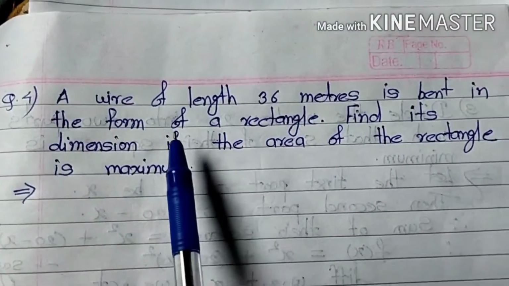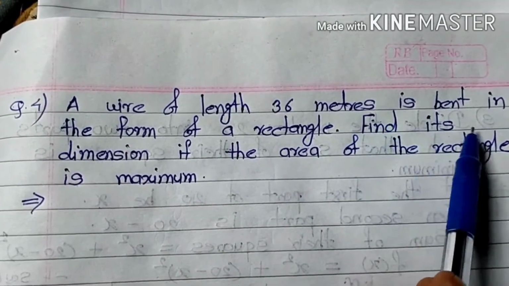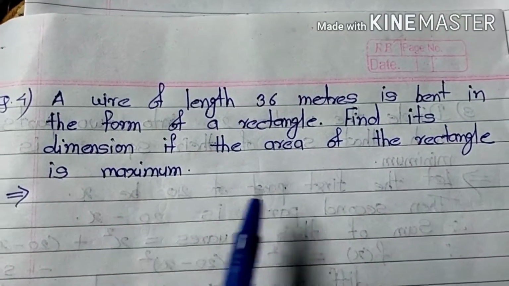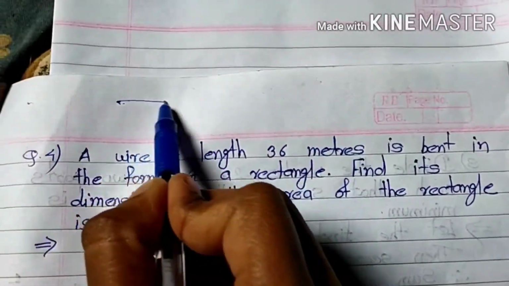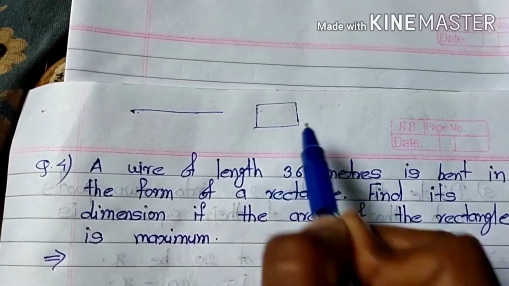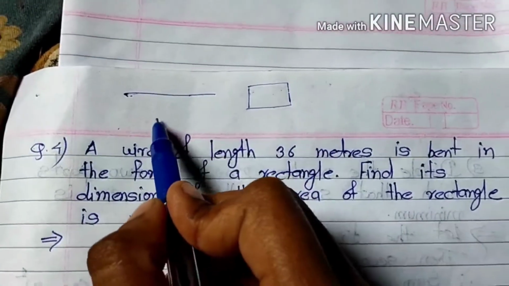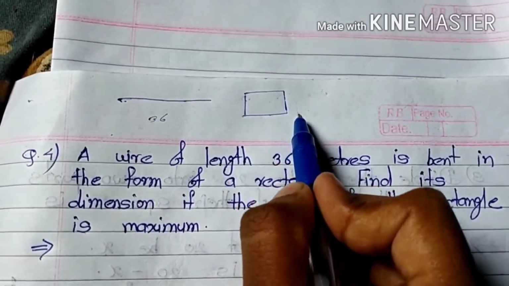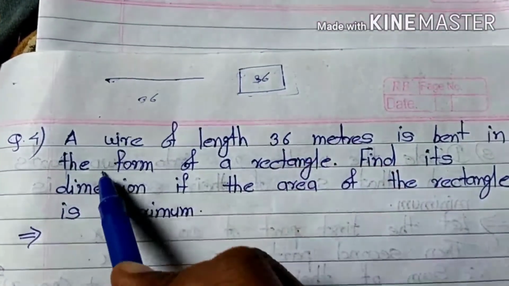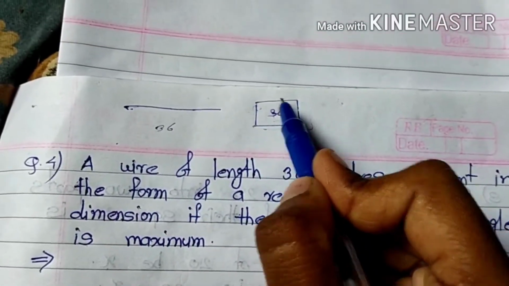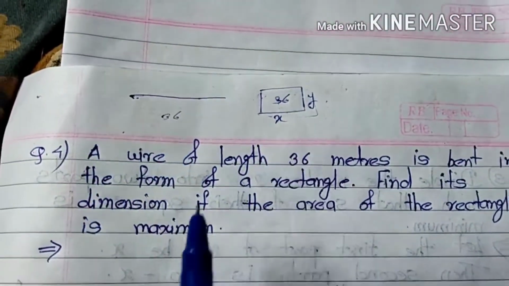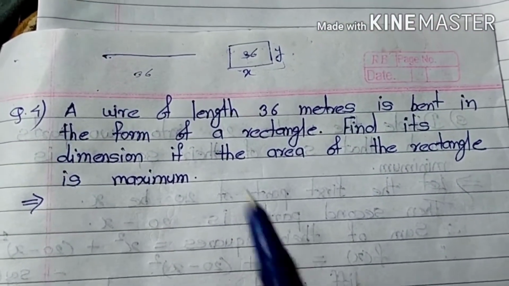Now next example is a wire of length 36 meter is bent in the form of a rectangle. Find its dimension if the area of rectangle is maximum. Suppose this is the wire, then it will become bent like that. So wire of length 36 meter. Now this total rectangle area is 36. Okay, and suppose its length is x, its breadth is y. This is only for your understanding. Let's start to solve example.